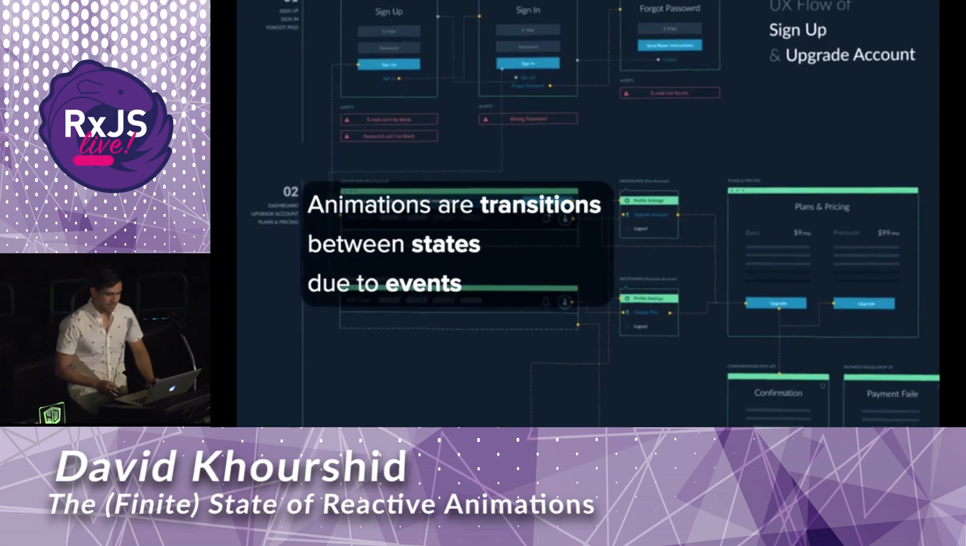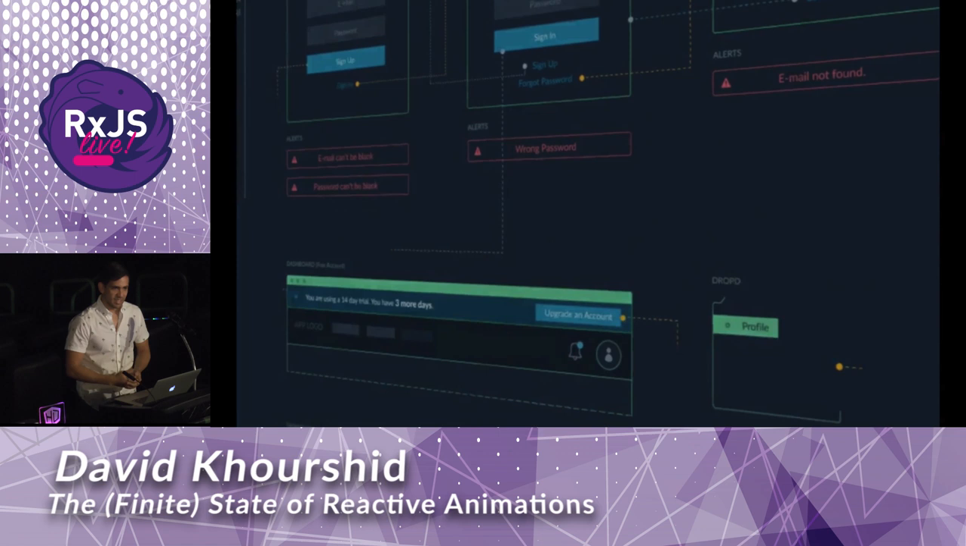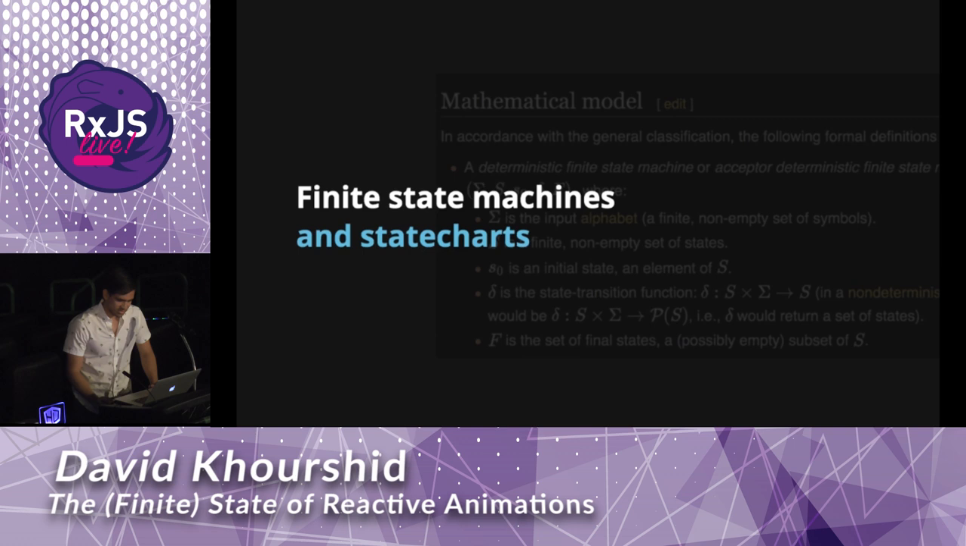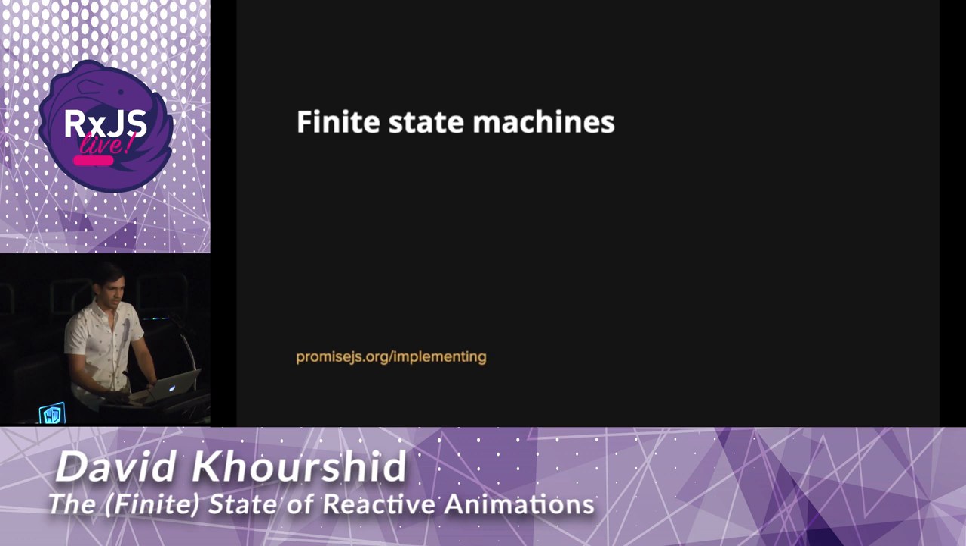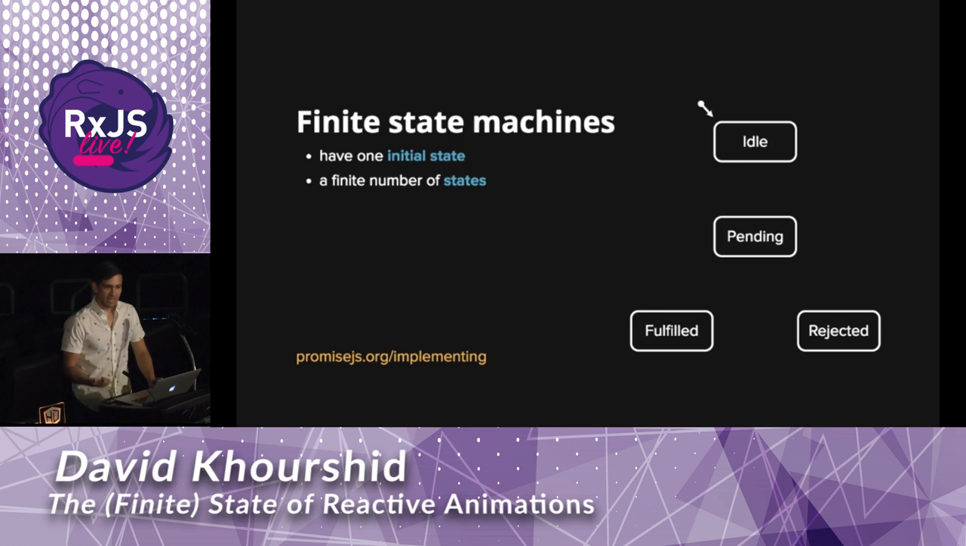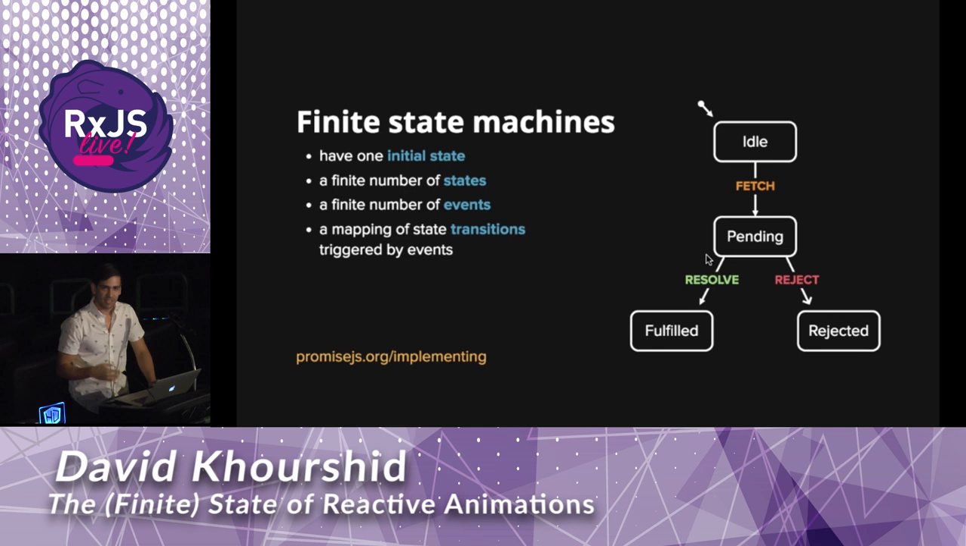But this idea might be familiar to some of you, and that's the idea of finite state machines and its extended cousin, state charts. Finite state machines are a pretty mathematical concept, but just to summarize what they are, since we're all visual thinkers, I mean, that's really what got me hooked onto RxJS, a finite state machine has five parts. First, finite state machines have one initial state. This is a state that you must always start in. It has a finite number of states. For example, if we're modeling a promise, it could be pending, fulfilled, rejected, or idle, meaning the promise could be not started yet. It has a finite number of events, which are the possible things that could happen in the app, such as fetching or when the promise resolves or rejects. And then it has transitions which map these different states together via events.